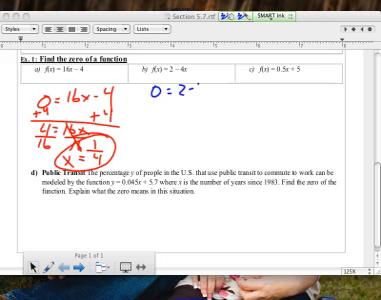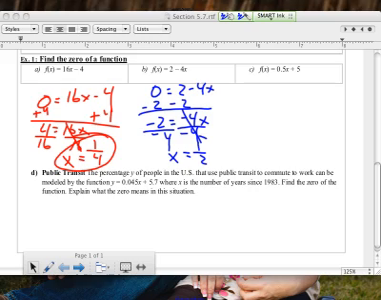Looking at part B, same idea, find the zero. 0 equals 2 minus 4x. Subtract 2 from both sides: negative 2 equals negative 4x. I have to get x by itself, so I divide both sides by negative 4, and that tells me that x equals positive 1/2. So what does that mean? It very simply means that the graph of this line would cross the x-axis at positive 1/2.